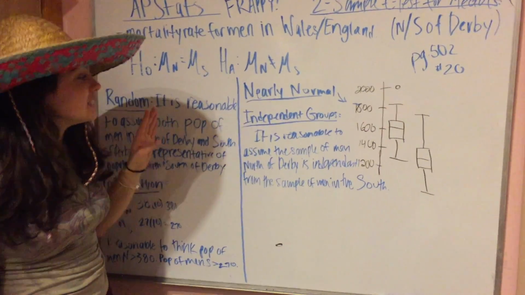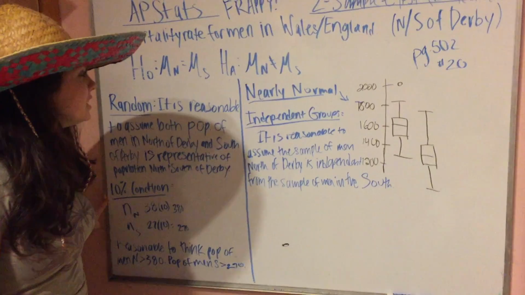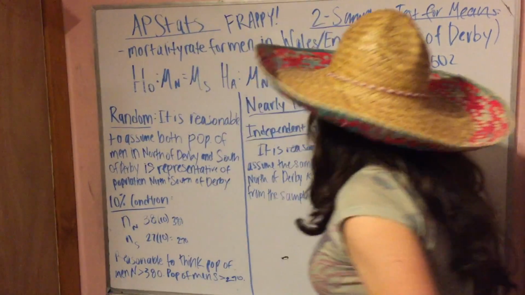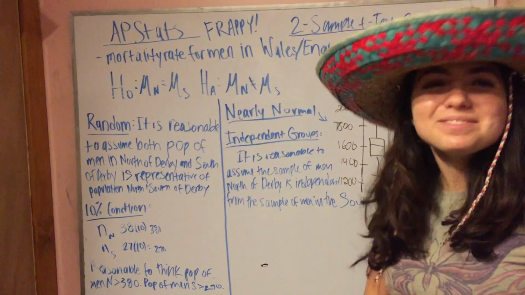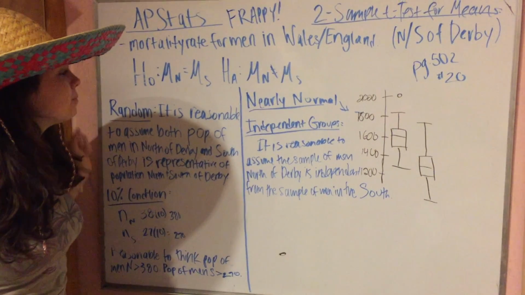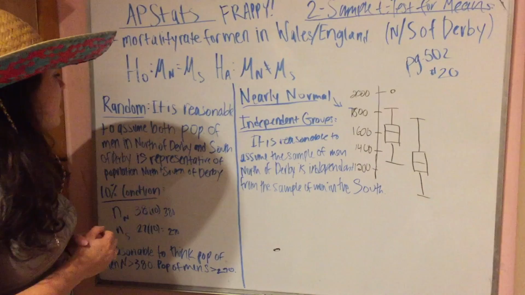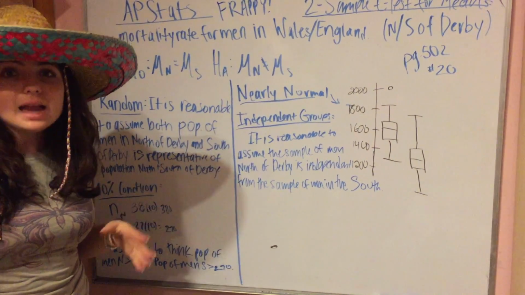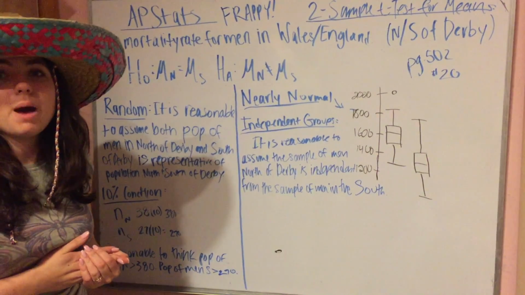So we have four conditions: the randomization condition, the 10% condition, the nearly normal condition, and the independent groups condition. Gosh, I can't contain my excitement. Okay, so for random, it is reasonable to assume that both the population of men in the north of Derby and in the south of Derby are representative of both of their populations.